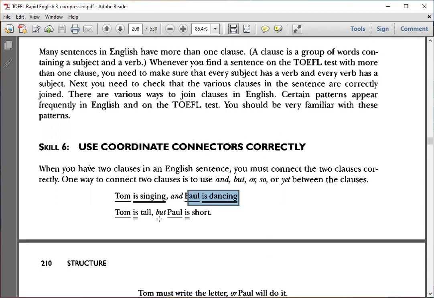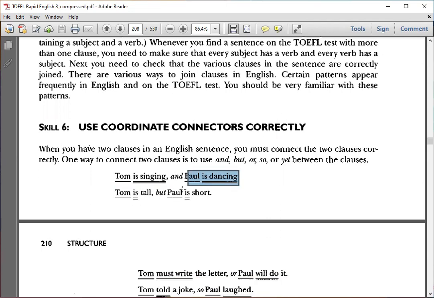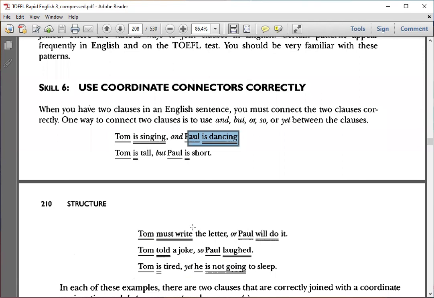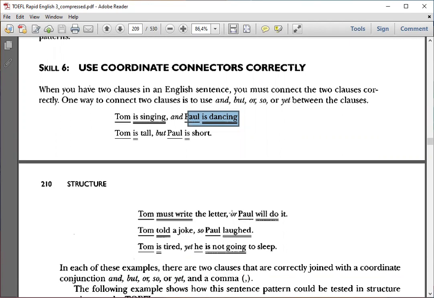And then look at this one. Tom is tall, but Paul is short. There is subject verb, there is subject verb. So you have to make sure there are clauses combined with coordinate connectors. The question is, where is the connector if you put two clauses or two subjects? Tom must write the letter or Paul will do it. Tom told jokes, so Paul laughed. Tom is tired, yet he is not going to sleep. So remember this: there will be connectors here, so you have to consider there will be two subjects.